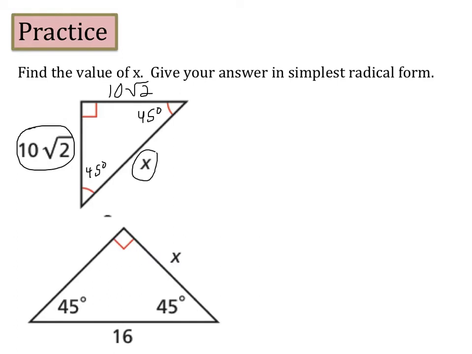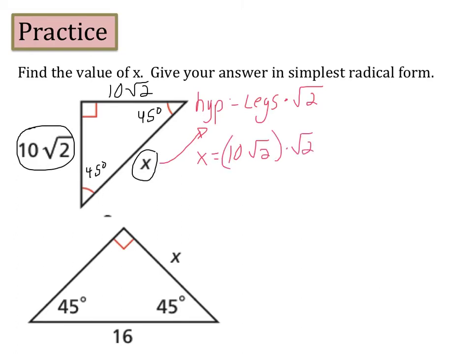But our goal is to solve for x. And once again, we know that the hypotenuse equals the legs times the square root of 2. So in this scenario, the hypotenuse is x. We know the legs are the 10 times the square root of 2 part, and that's being multiplied by the square root of 2. So we multiply that out, and we're left with 10 times the square root of 4, which is just 2, which makes this 20.